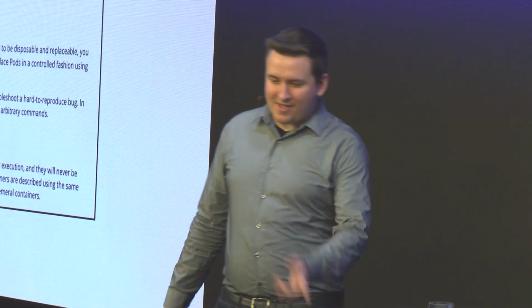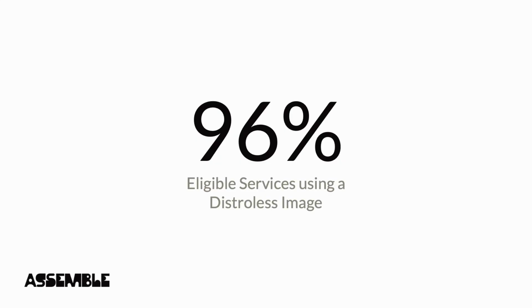All right, I'm over time. So in summary, here's where we're at today. 96% of eligible services are using a Distroless image. The long tail, like all migrations, continues. The places where we care about have migrated the most. So yeah, it's great. We're very happy.